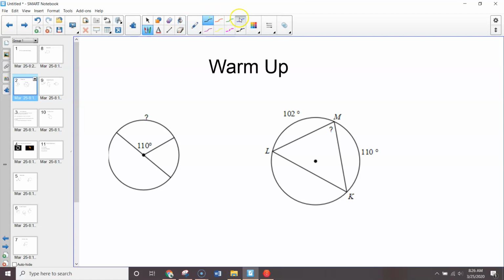Okay, so for this first one, it is a central angle because the angle is in the center. And for these, we know that the outside is the same. So this one is 110 degrees.